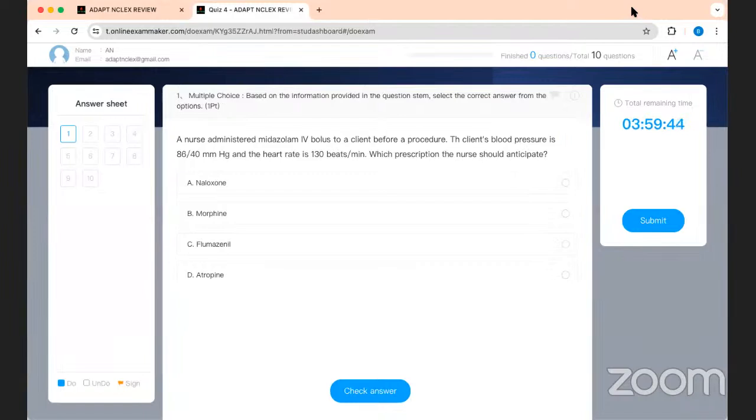So how do you answer a question? How do you approach an NCLEX question? I don't know your strategy, because sometimes you may not know everything, but on the board, you've got to figure out how to go through these questions. So first of all, you've got to know your content.